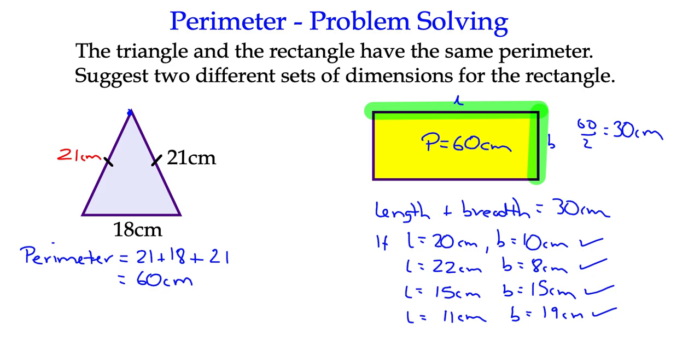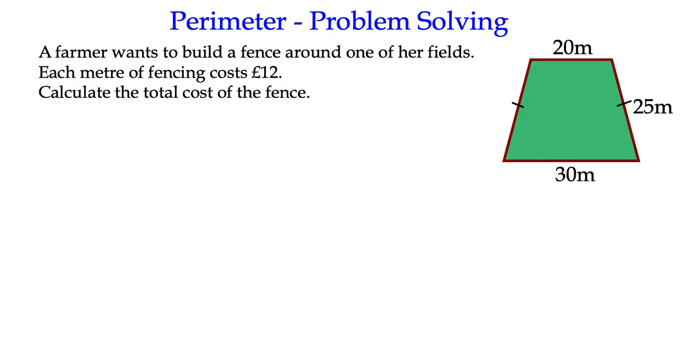Here's a second problem. We've got a field, a farmer's field, and it's a four-sided shape. It's actually a quad. No, it's a trapezium. It looks like a trapezium anyway. So we've got a field that might be grass, might be for sheep grazing in it. Who knows? And she wants to build a fence around it, all the way around the perimeter. Each metre of fencing costs £12. Calculate the total cost of the fence.